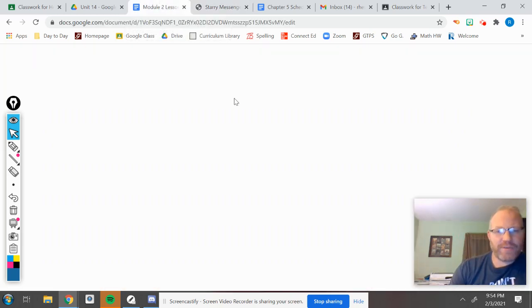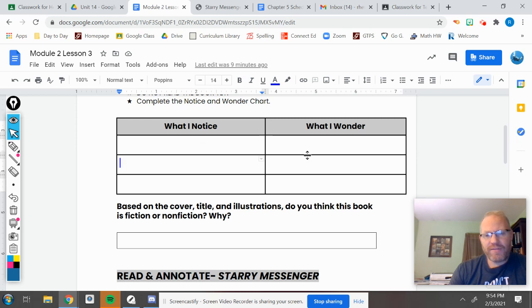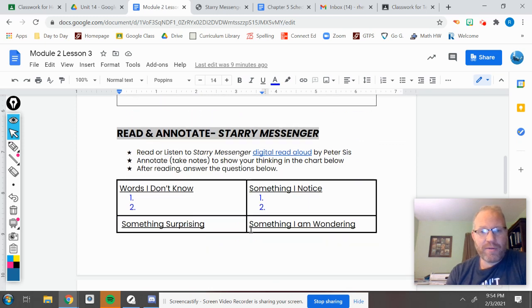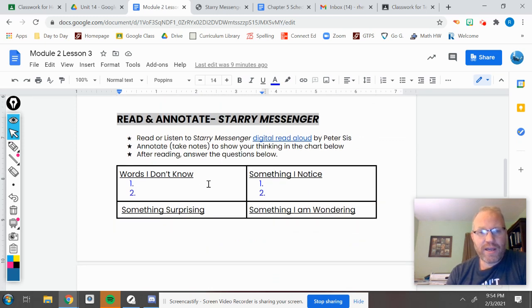So as you went through, I'm hoping that you were thinking about things you notice and wonder from looking at the illustrations. And then based on the cover, title, and illustrations, do you think this book is fiction or nonfiction? Should be similar to what we said yesterday about the other story, the shorter story that we read. And that brings us to, we're going to read or listen to The Starry Messenger by Peter Sis.